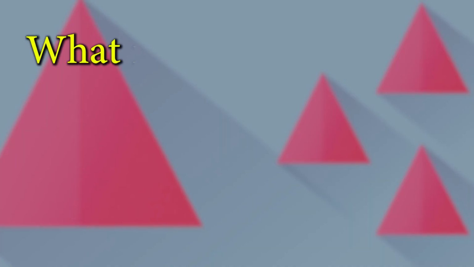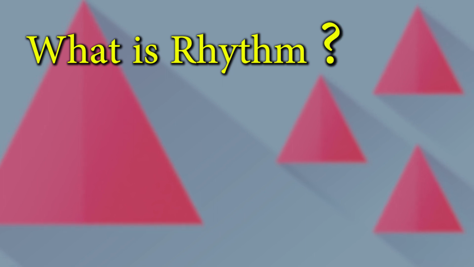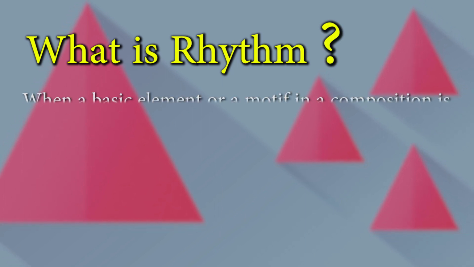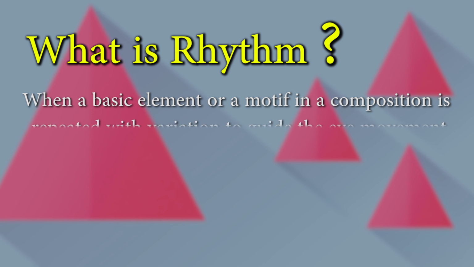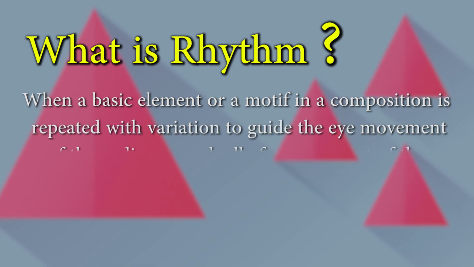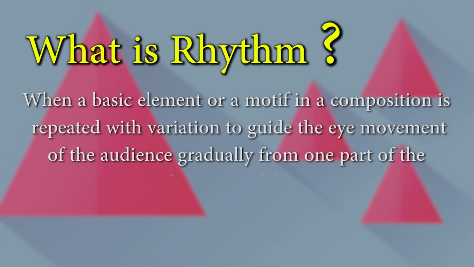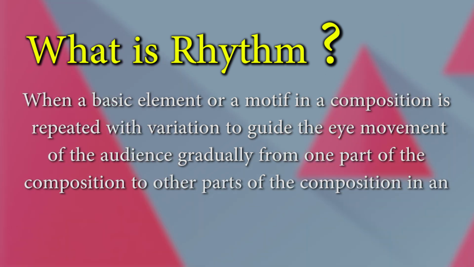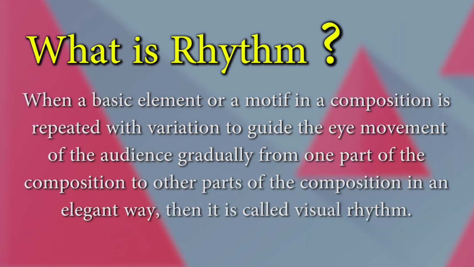Students, do you know what is rhythm? Let me talk about it. When a basic element or a motif in a composition is repeated with variation to guide the eye movement of the audience gradually from one part of the composition to the other part in an elegant way, then it is called visual rhythm.